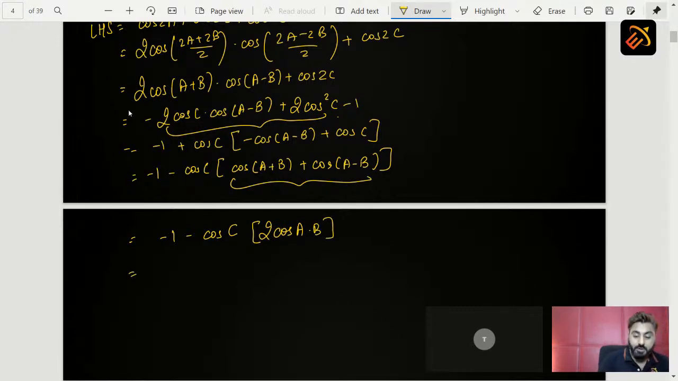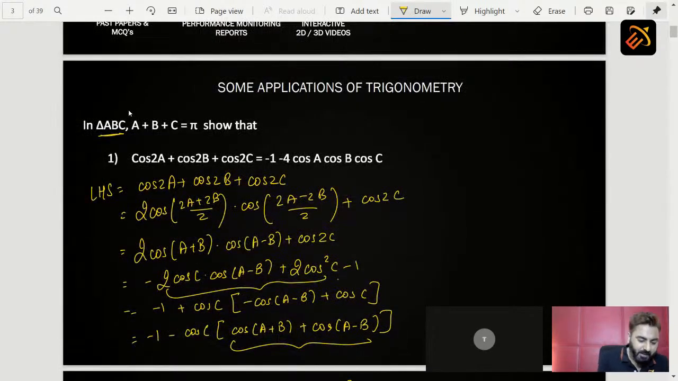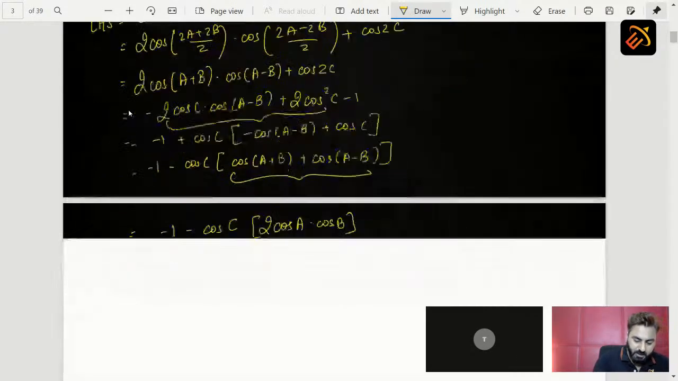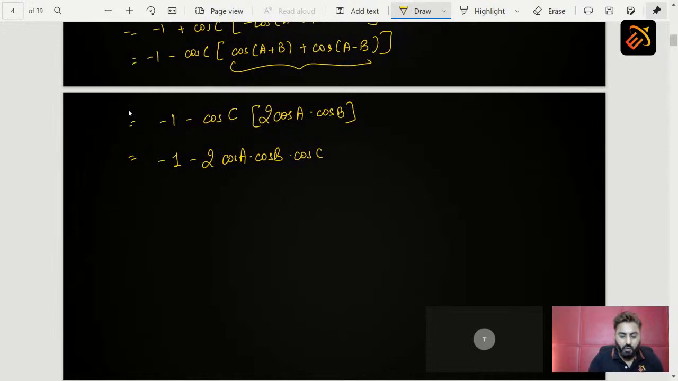Now what is the final answer? So here we got 2 cos A into cos B. So this will become -1 minus 2 times cos A into cos B into cos C. Check the right hand side, this is what we need. Yes. So what do we get?